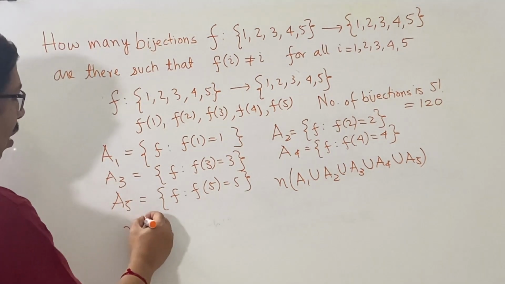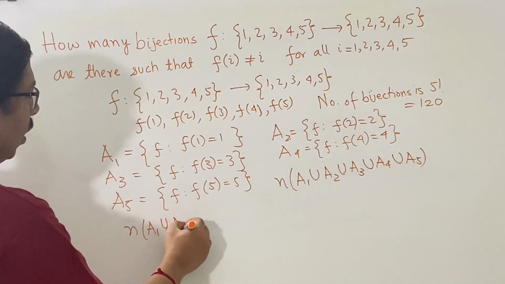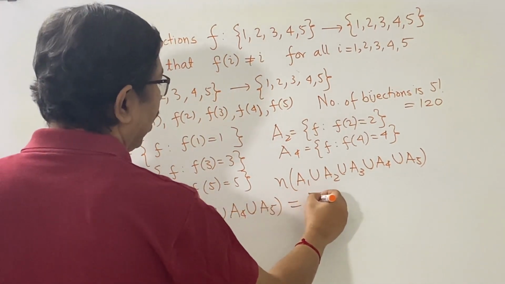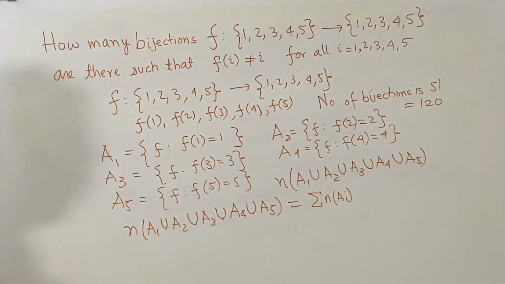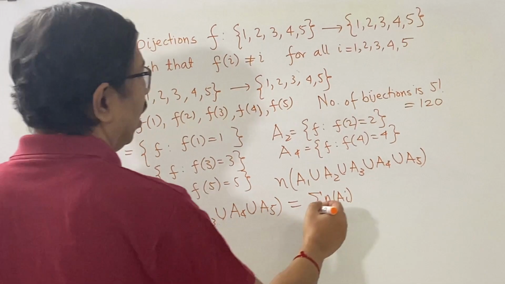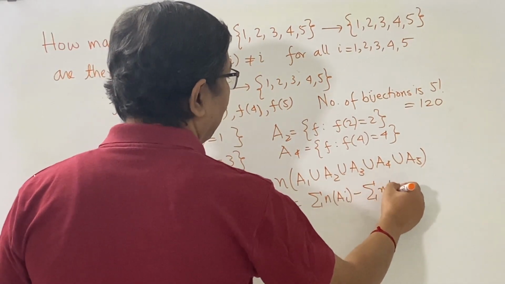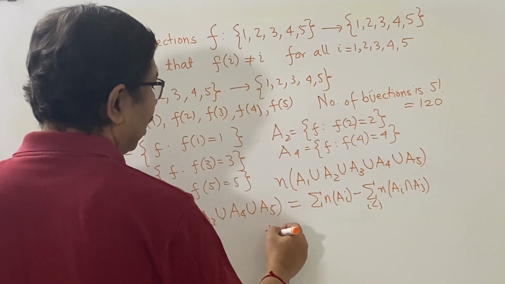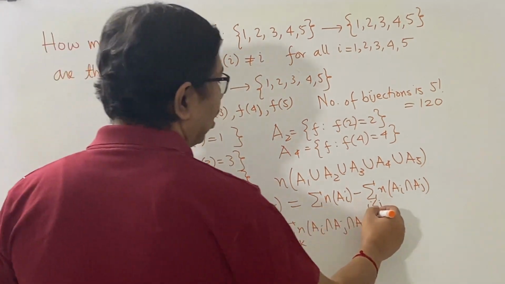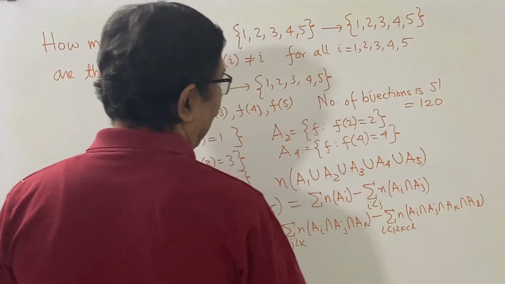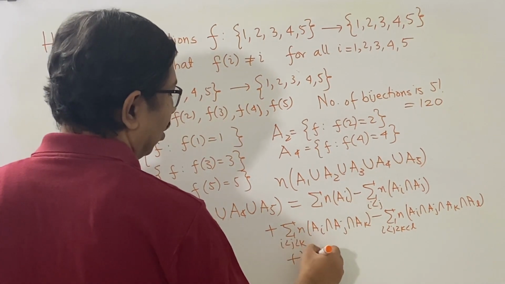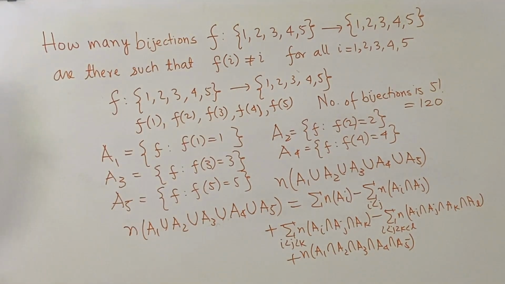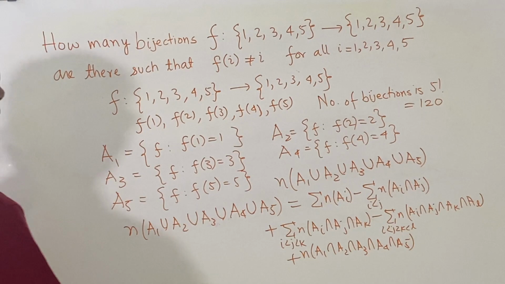Now we will use the principle of inclusion-exclusion to obtain this quantity. We know that this will be first the number of elements in each of these sets individually, from which we will subtract the number of elements in Ai intersection Aj, then we will add all the triples, then we will subtract all the quadruples, and finally we will add the intersection of all these sets. So this is the principle of inclusion-exclusion, and we will use it to obtain this number.